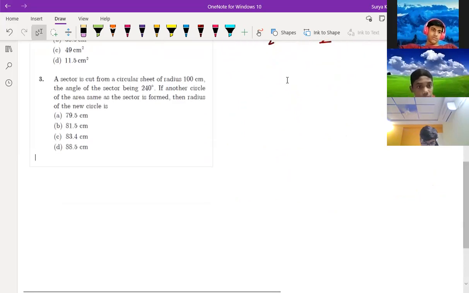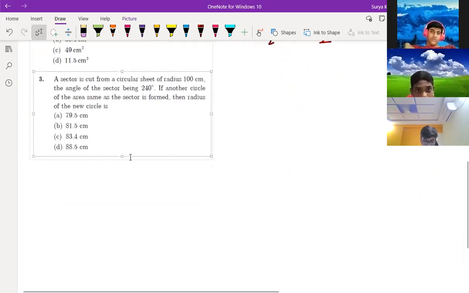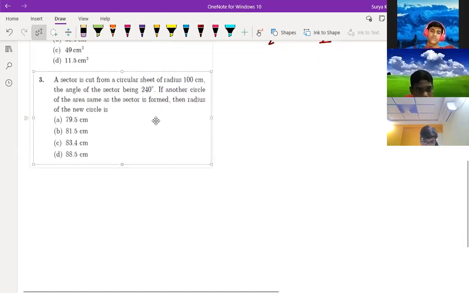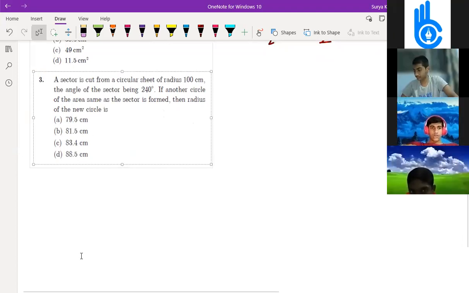The sector is cut from a circular sheet of radius 100 centimeter. The angle of the sector being 240 degree. If another circle of area same as the sector is formed, then the radius of the new circle is. So the answer is 81.5 centimeters.